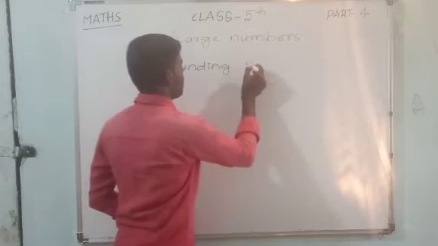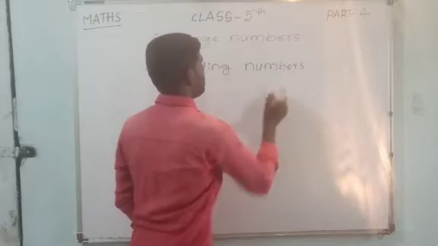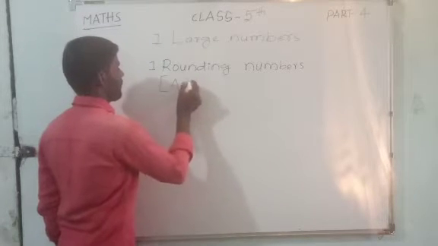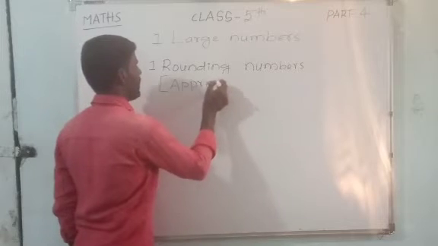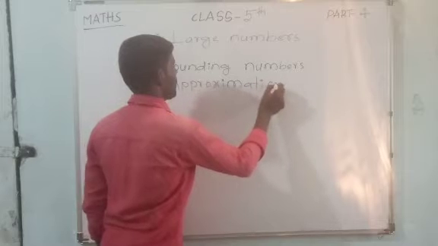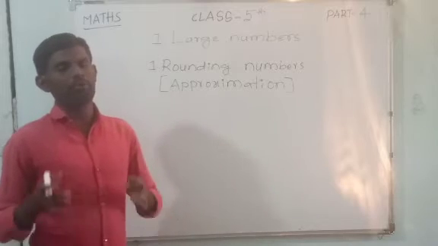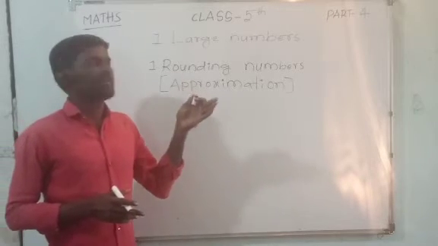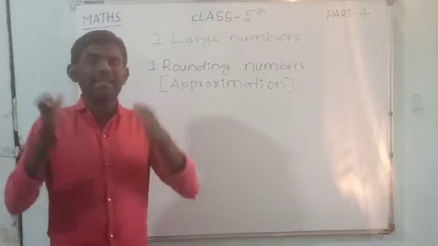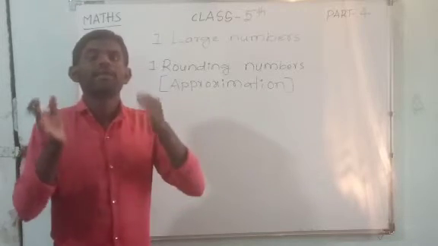Rounding numbers. Another word for rounding numbers is approximating the numbers, approximation. Here, approximation or rounding the value means a round figure or round numbers, or the nearest number. Rounding numbers is nothing but the nearest number.